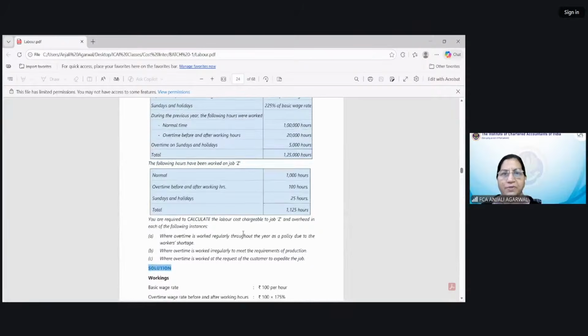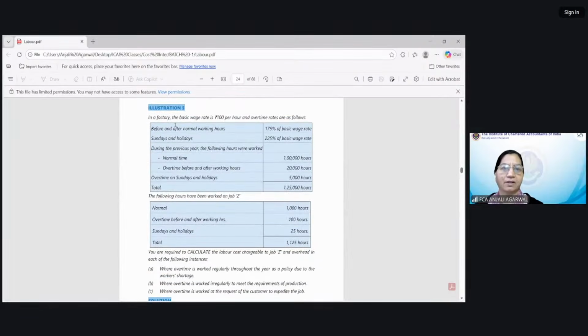One last question that I wanted to discuss is about overtime treatment. In a factory, the wage rate is 100 rupees per hour and overtime is given here. So if overtime is before and after the normal working hours, so if you're working for 8 hours, the ninth and 10th hour may be paid at the hourly rate, or maybe beyond 9 hours is paid as overtime. So overtime will be paid at 175% of the basic rate. This means not 100, but at the rate of 175. In this, the extra 75 will go to either overheads or abnormal.